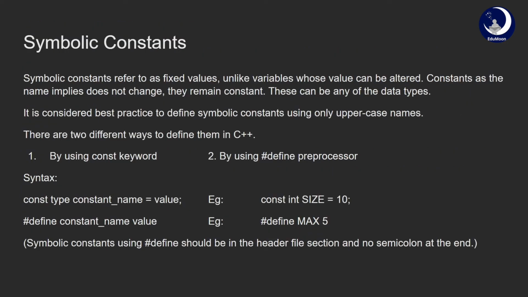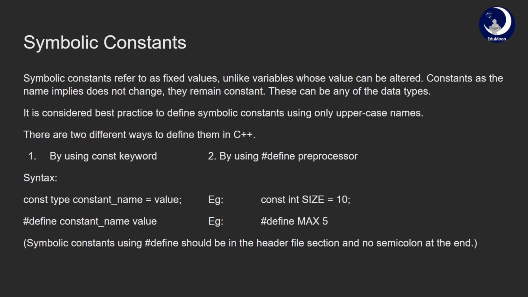Now let's look at symbolic constants. Symbolic constants refer to fixed values, unlike variables whose values can be altered. Constants, as the name implies, do not change, they remain constant. They can be of any data type. It is considered best practice to define symbolic constants using only uppercase names. There are two different ways to define them in C++. The first one is by using the constant keyword, that is const, and the second one is by using the hash define preprocessor.